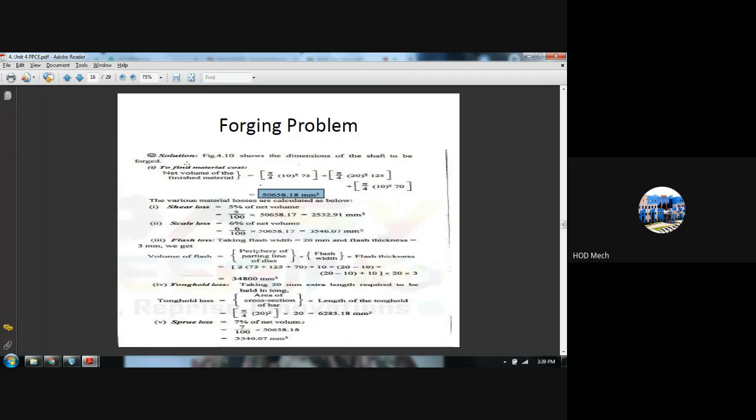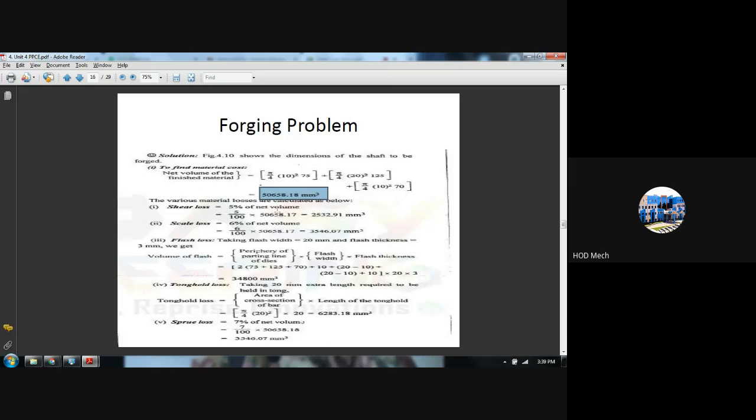Volume, the unit usually will be in mm cube. Why mm cube? Here 10 square is mm square, and again 75 is length in mm. So mm square into mm gives mm cube. Therefore your final answer is in mm cube. Volume unit will be in cube. So this is your step 1, step 1 calculation is done.